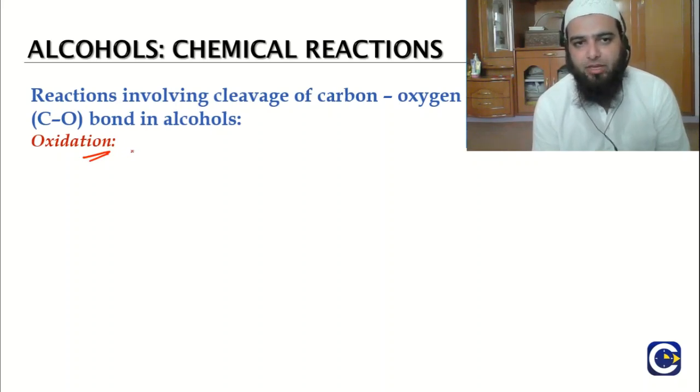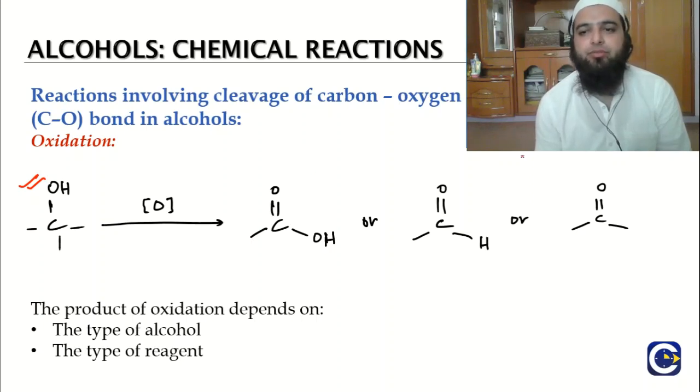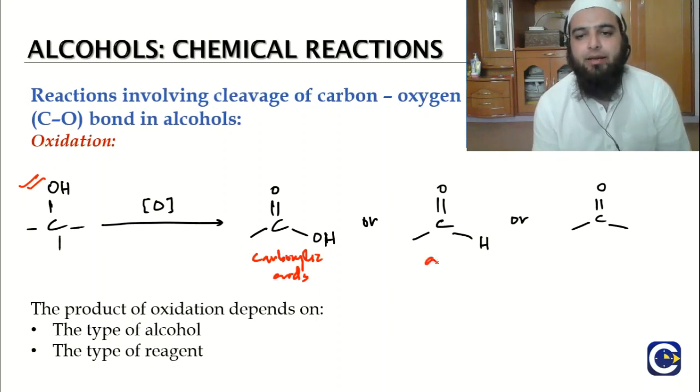So here we have taken the general reaction. This is an alcohol, and we are taking an oxidizing agent. For the oxidation, we can get three types of products. We are oxidizing an alcohol with an oxidizing reagent, and we can get three types of products. First, a carboxylic acid. So from the oxidation of alcohols, we can get carboxylic acids as the product, or an aldehyde, or we can also get a ketone as the product.